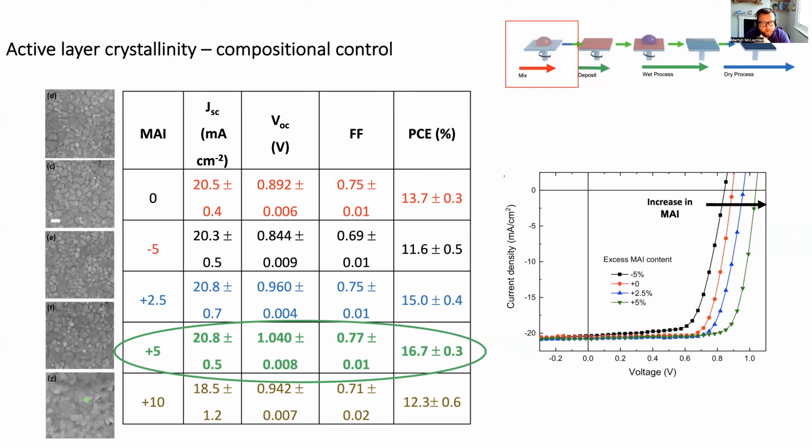The champion devices here are produced with an excess of around 5%, and we can see on the right-hand side that that's predominantly driven by this increase in open circuit voltage, and that's a parameter that I'll refer back to throughout the presentation today. Again, the excess of methyl ammonium iodide, in this case, provides additional halogen that we believe compensates for halide vacancies within the crystalline structure, which manifests itself in an increase in open circuit voltage.